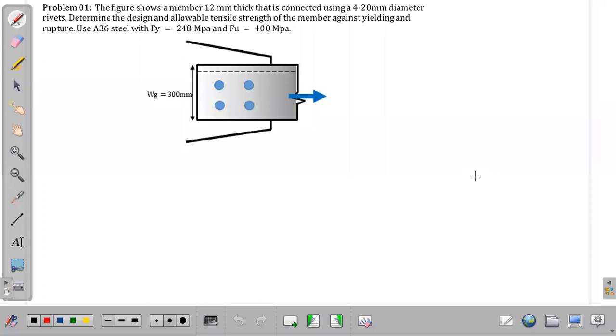Kung paano kunin yung AEA, net area, gross area, effective net area, yung paggamit ng staggered formula, tapos yung code provision for the tension member, yung pagkuha ng design tensile strength and the allowable tensile strength. Okay? So since we only have 1 hour, we will continue our discussion for problem next meeting. Okay, so next meeting we will have an example for tension member.